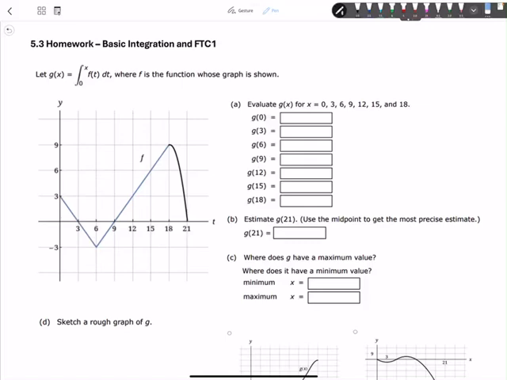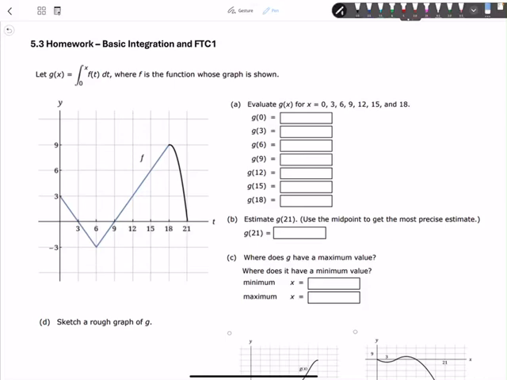In this video we're going to take a look at some of the homework problems from section 5.3. The first problem I would like to take a look at provides us a graph for a function g of x, and g of x is defined to be the integral from 0 to x of f of t dt. And again, the graph here is provided.